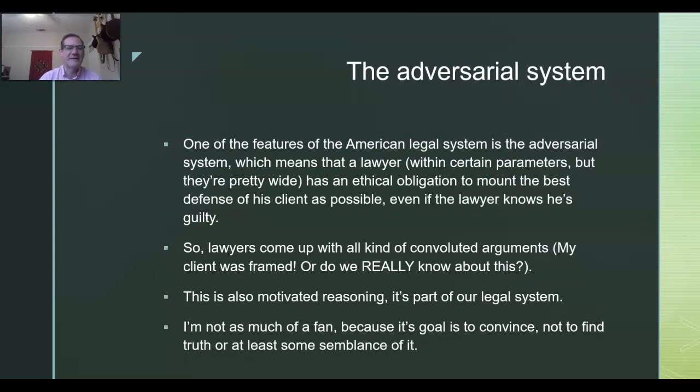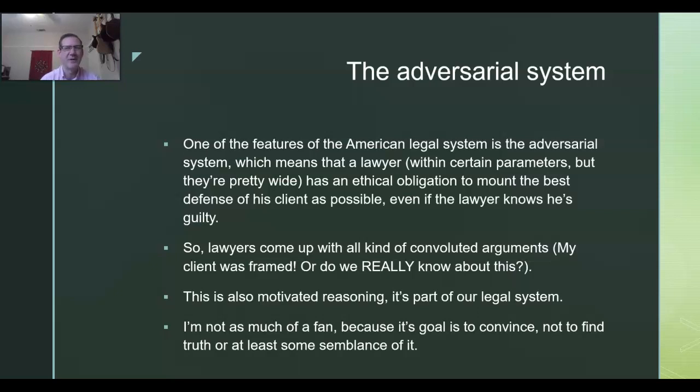And part of that is baked into the American legal system. We use what's called the adversarial system, which means lawyers have ethical obligations to present the best argument they can for their client, even if the lawyer knows the client is guilty, okay? That's not true in all legal systems. In some legal systems, the two lawyers have a mutual obligation to try to discover truth. And secondly, they're trying to defend their client, right?